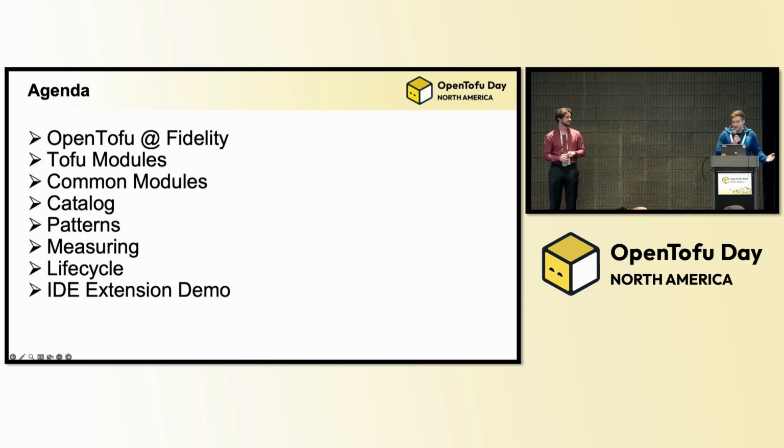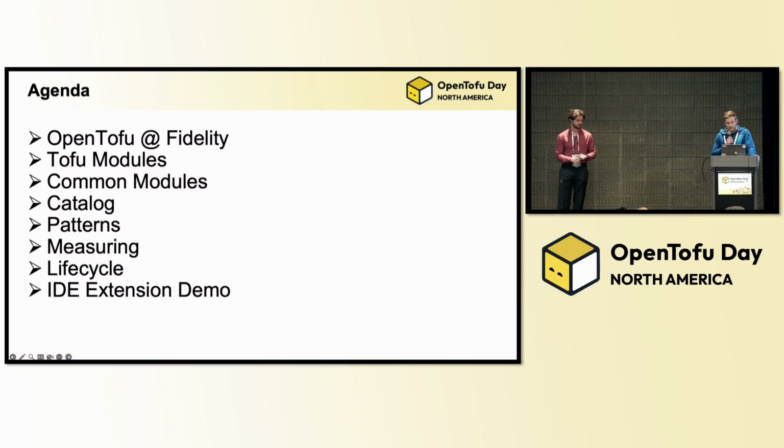So let's preview what we're going to talk about today. We'll begin by reviewing what we previously discussed with how Fidelity uses OpenTofu, and that was last year. We'll get into that in a minute. Next, we'll level set by investigating why we use Tofu modules and how they are best used. Then we'll discuss Fidelity's common modules. Then we'll move on to the catalog where users can find and discover all of the Tofu modules that they might want to use. Building on top of the common modules, pattern modules will implement those full end-to-end solutions.